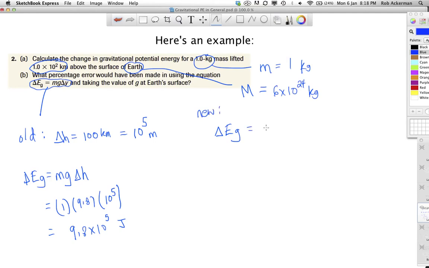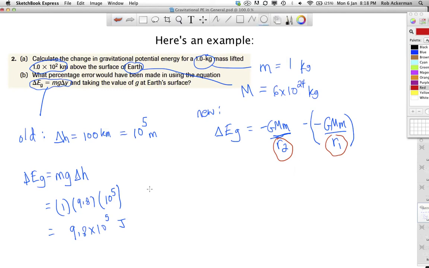You're going to write negative GMm over R2 minus negative GMm over R1. But what are you going to use for your R2 and your R1? Well, remember, the R2 and the R1 refer to the distance between the centers of the two objects.